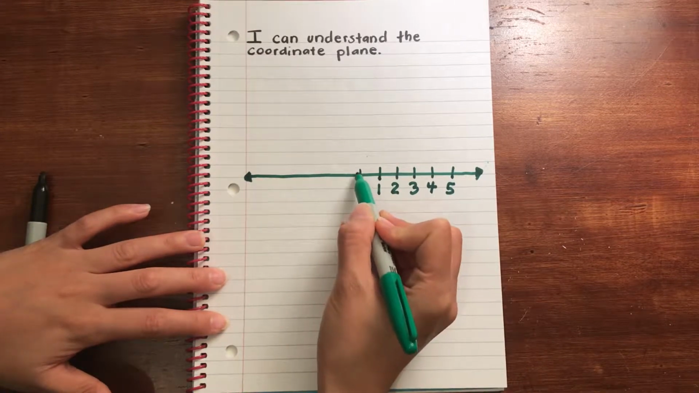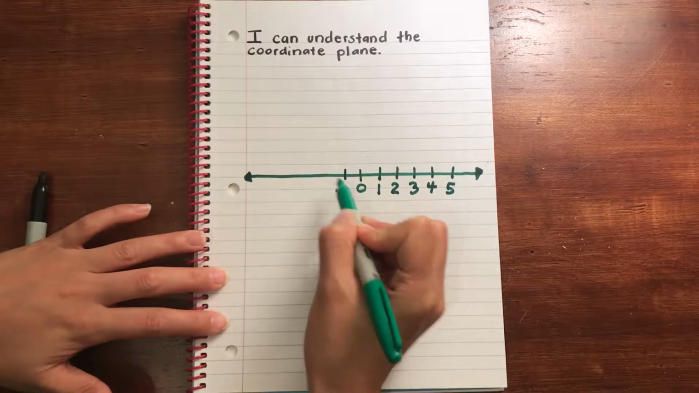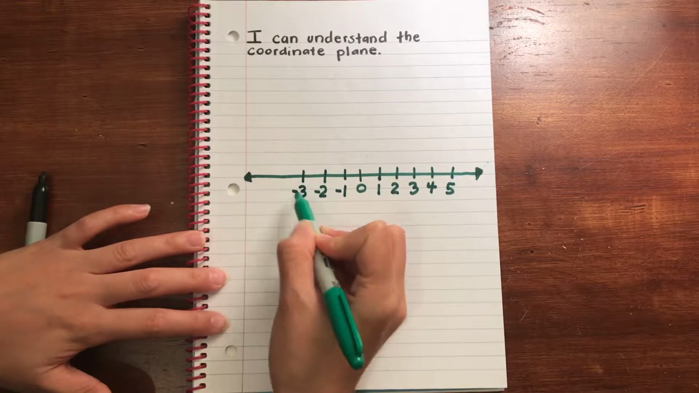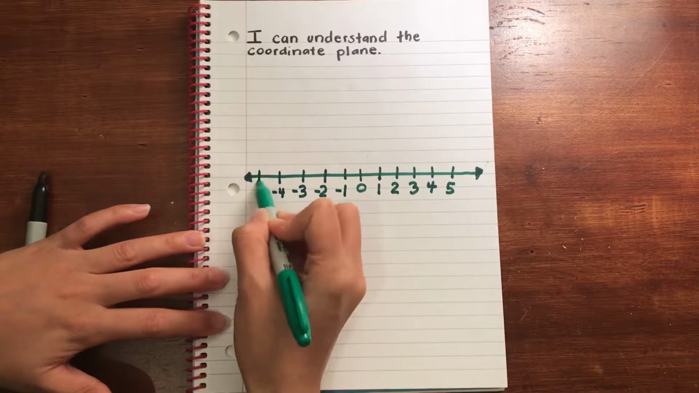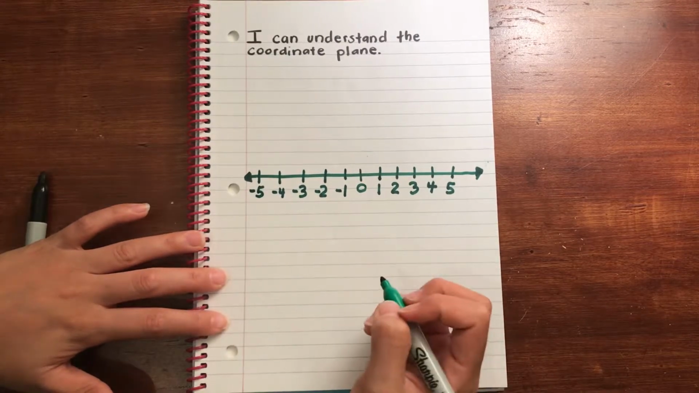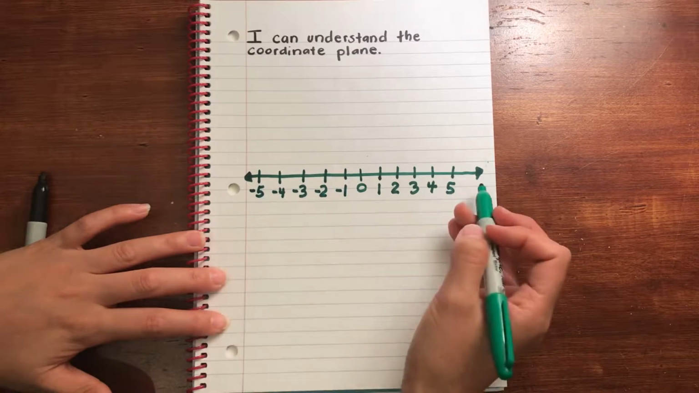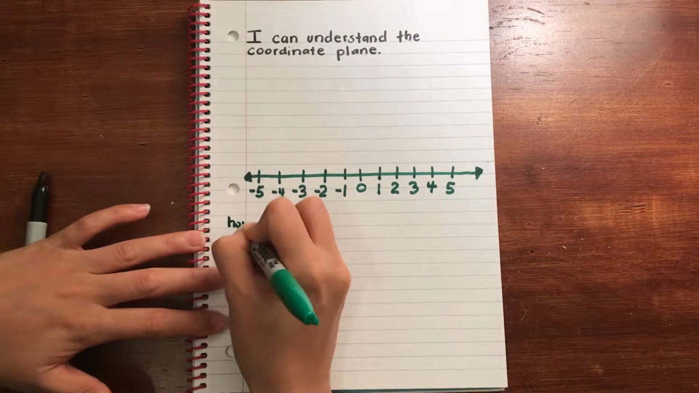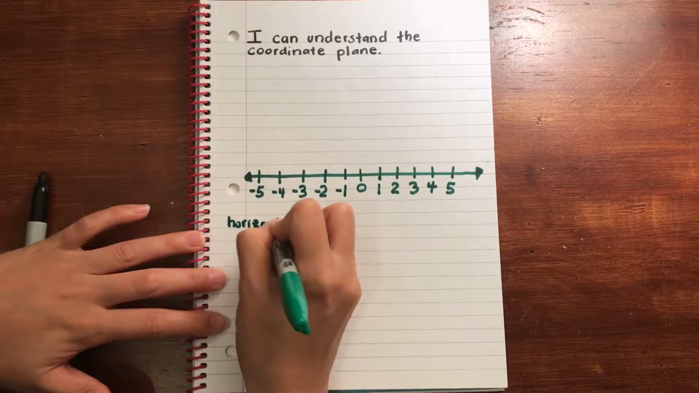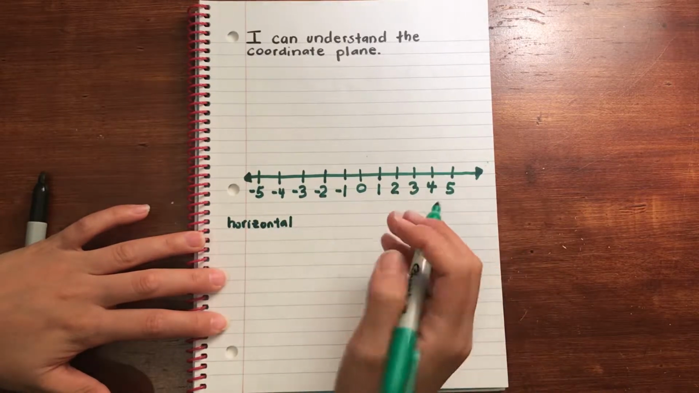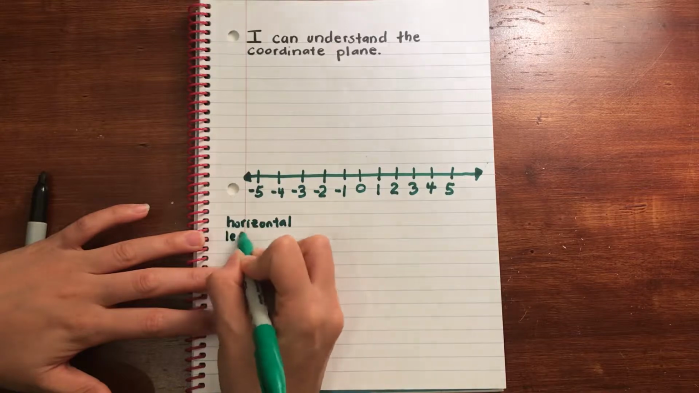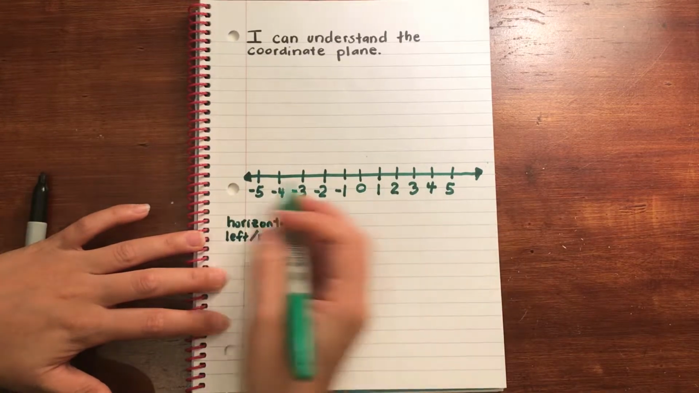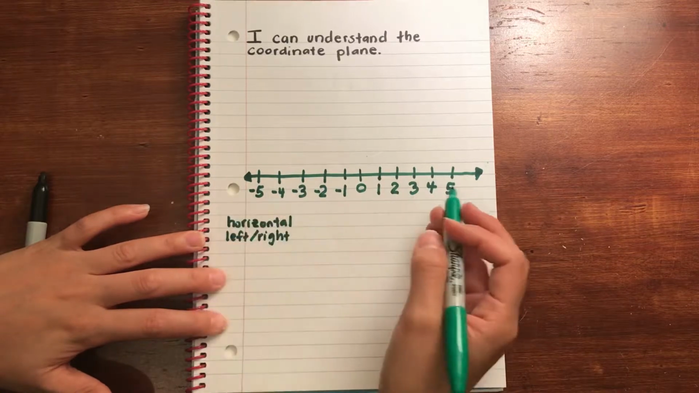If I go back to 0 and I move to the left, I'll have a negative 1. Move to the left, negative 2, negative 3, negative 4, and negative 5. So this is a horizontal number line. If I want to move on the number line, I have to go left and right. So moving side to side, left and right, horizontal number line.